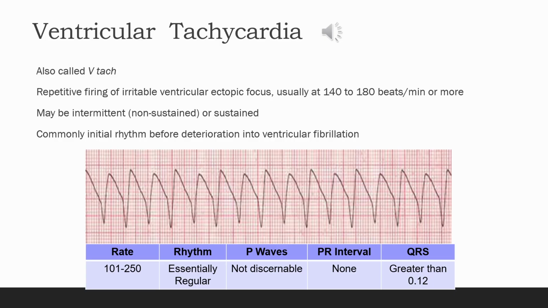But one thing to know is that in patients who go into cardiac arrest, VTAC is oftentimes the initial rhythm before they progress to ventricular fibrillation, which is the most dangerous, most terminal arrhythmia. So we're going to talk a little bit more about ventricular tachycardia on the next slide too.